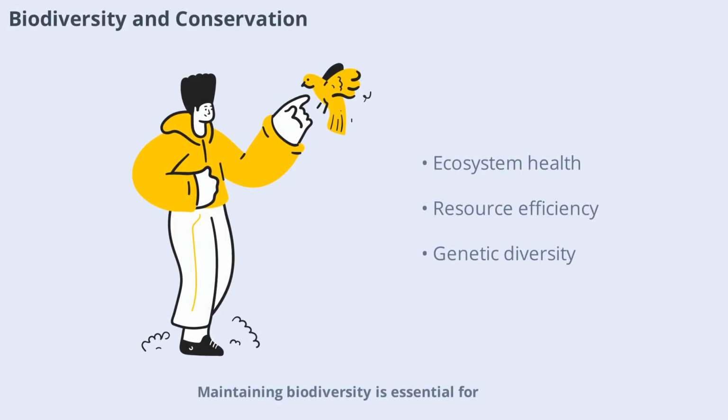Maintaining biodiversity is essential for healthy ecosystems and resilient agriculture. Genetic engineering can support conservation by developing crops that require fewer resources or are adapted to local conditions. However, it's important to monitor and manage the impact of GM plants on wild species and genetic diversity.